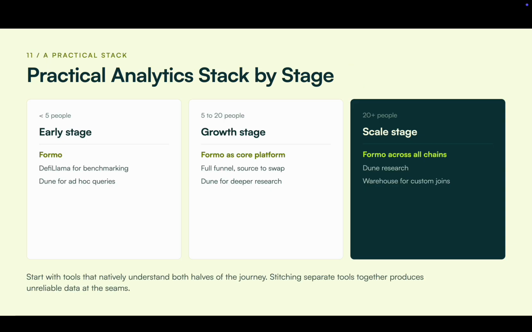The right stack also changes as a company grows. Early-stage teams usually need fast answers with minimal setup. Growth stage teams need deeper visibility into acquisition, conversion, and retention. Larger teams often add data warehouses and internal tooling alongside their analytics platform. The common pattern is to start with systems that understand both sides of the user journey and expand from there. That creates a stronger foundation than stitching together disconnected datasets later.